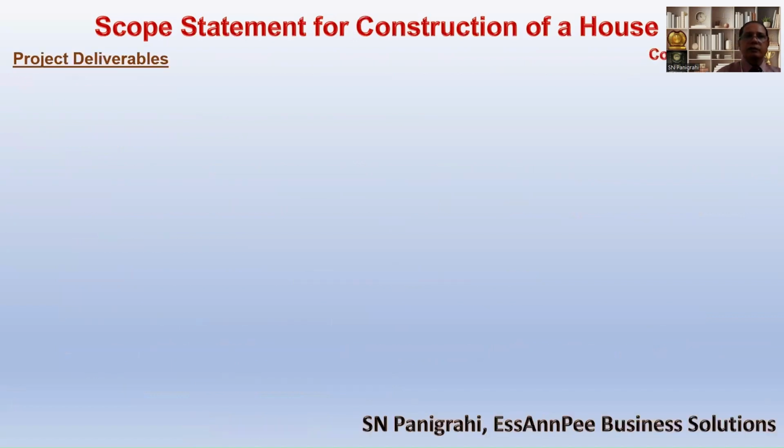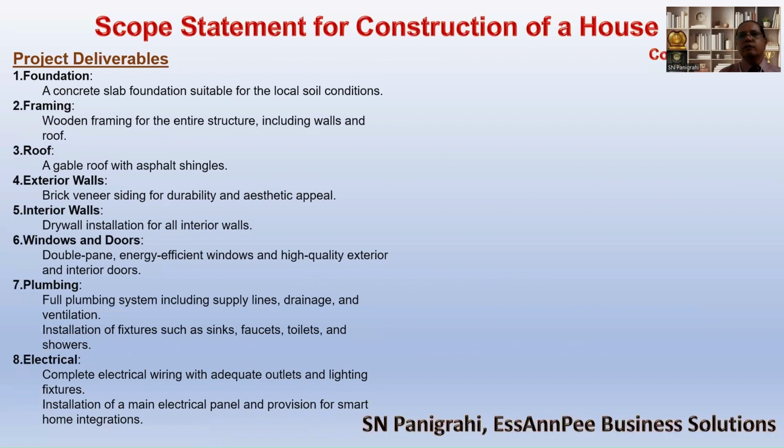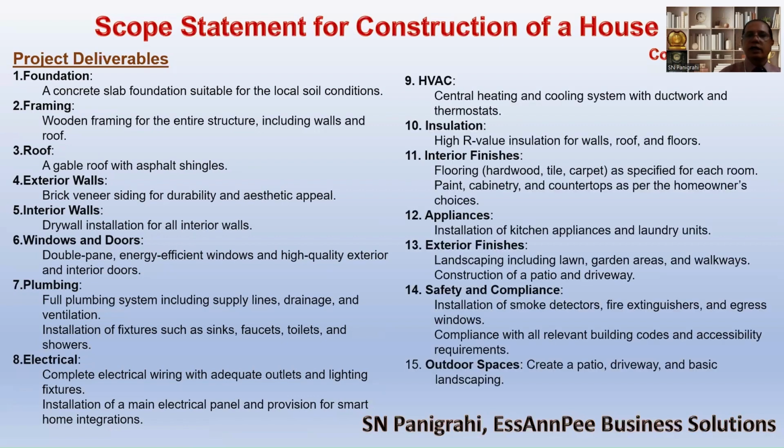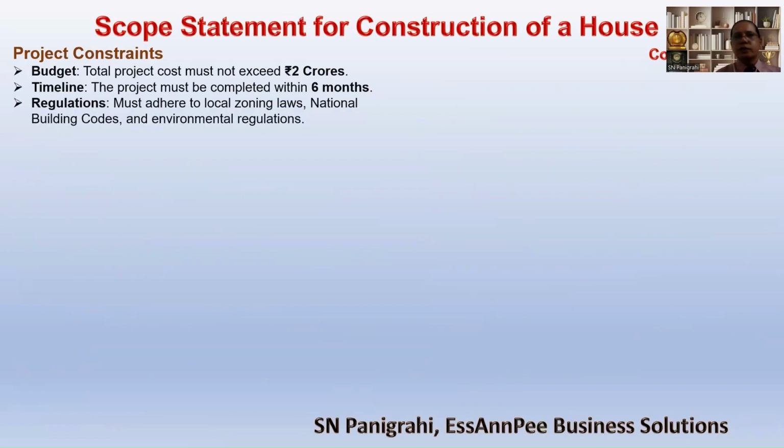And similarly, we have the product deliverables. These are the various deliverables: the foundation, framing, roofing, then exterior walls, interior walls, windows, doors, plumbing works, electrical works, then HVAC, that means heating, ventilation, and air conditioning installations, interior finishes, appliances, then external finishes, safety and compliance related items, and outdoor space. These are some of the deliverables, and these are the elements of the scope statement.